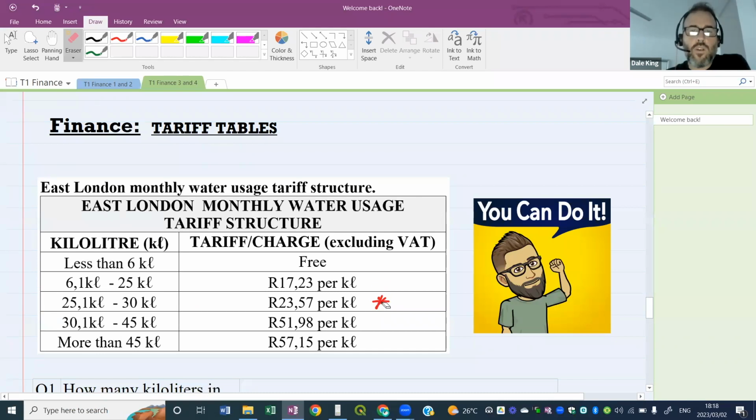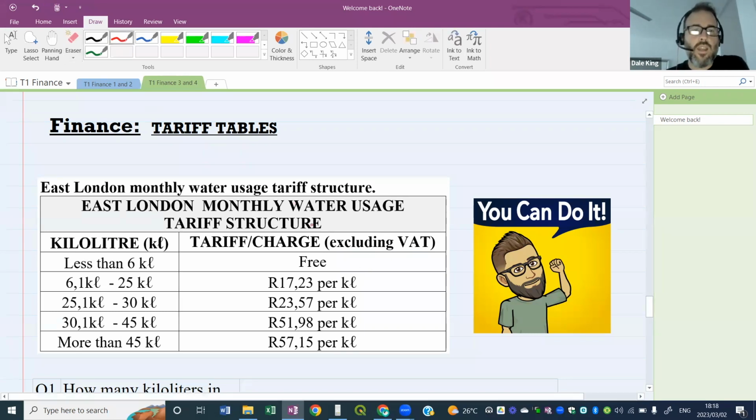Now let's have a look at the right-hand side of this table. This is the tariff or charge side of the table. And you can see here, I hope you noticed it, that these charges are excluding VAT. What that means is if you see this in an exam or test, the examiner will often use that to their advantage. If these are excluding VAT costs, they might ask you to include VAT at the end of your calculation. So let's see if we're going to have that tonight. This is an excluding VAT cost per kiloliter of water usage.